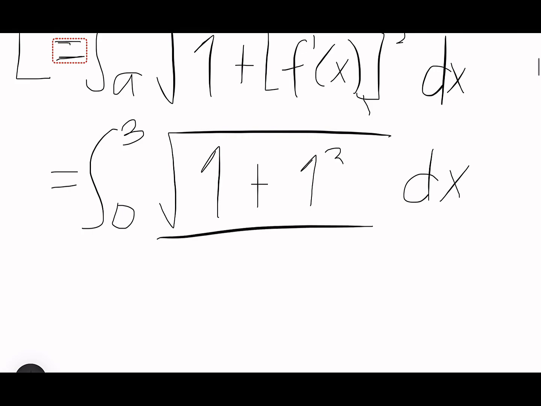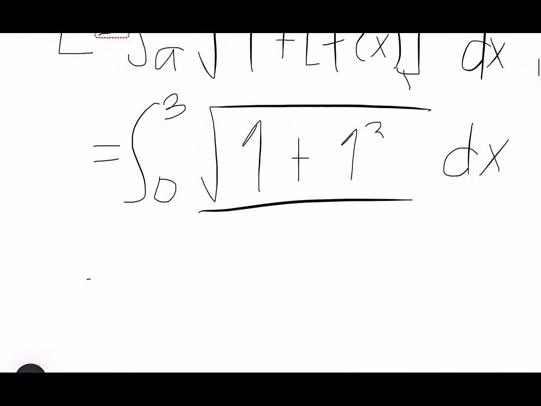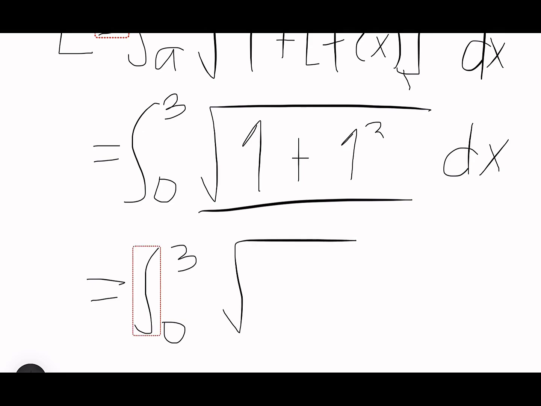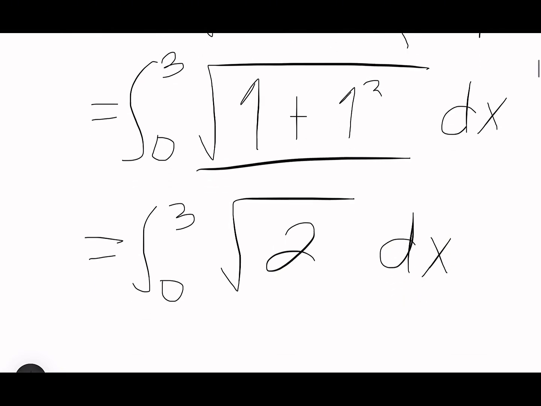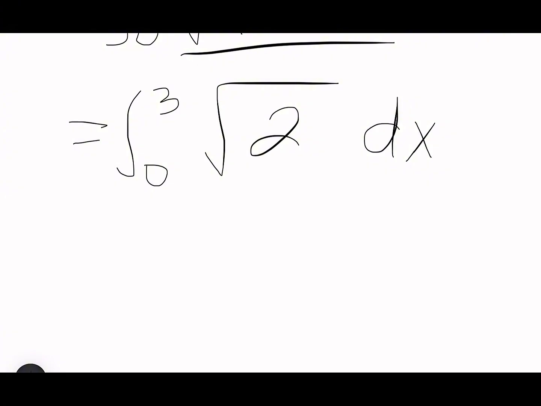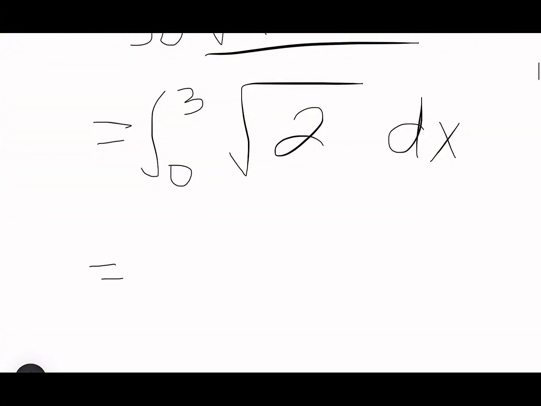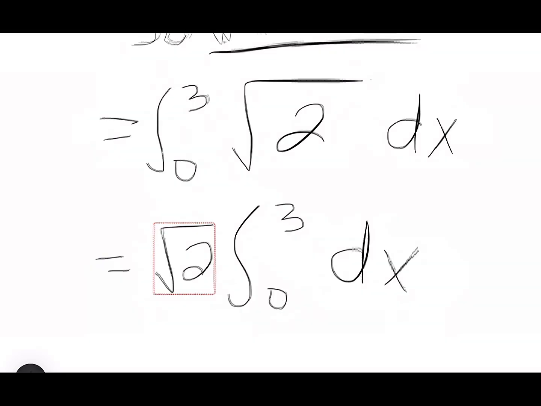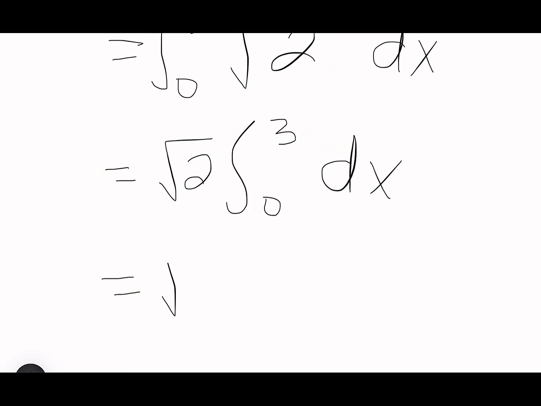Next, solve what is inside the square root, so just copy this. 1 squared is 1, plus 1 is 2, dx. Now we can integrate this, but first we can put the constant outside in front of the integral, so it's going to be like this, dx. Now we can integrate it. It's 2x, and then evaluate from 0 to 3.